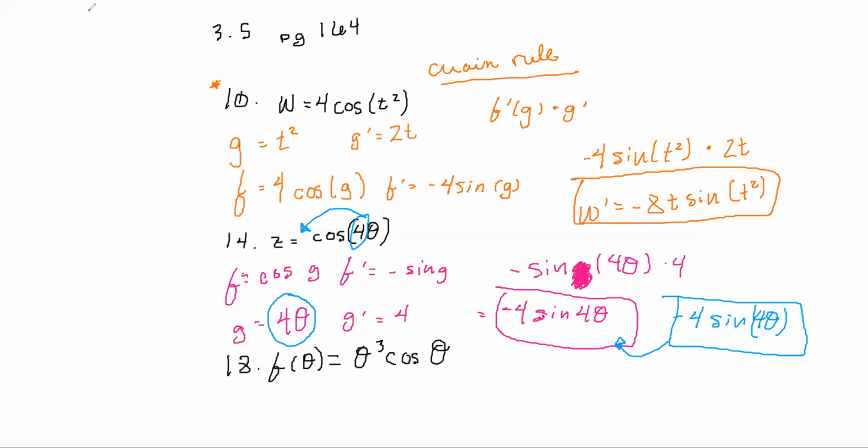Awesome. Let's do number 18 then. All right, so for number 18, what type of rule do you think we're going to be using? Product rule. What is our first function?